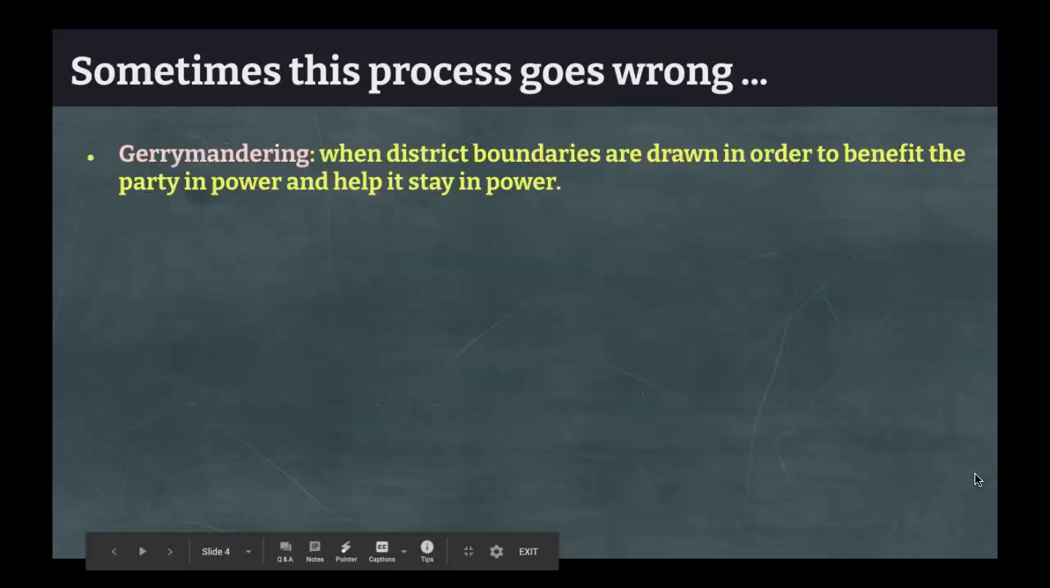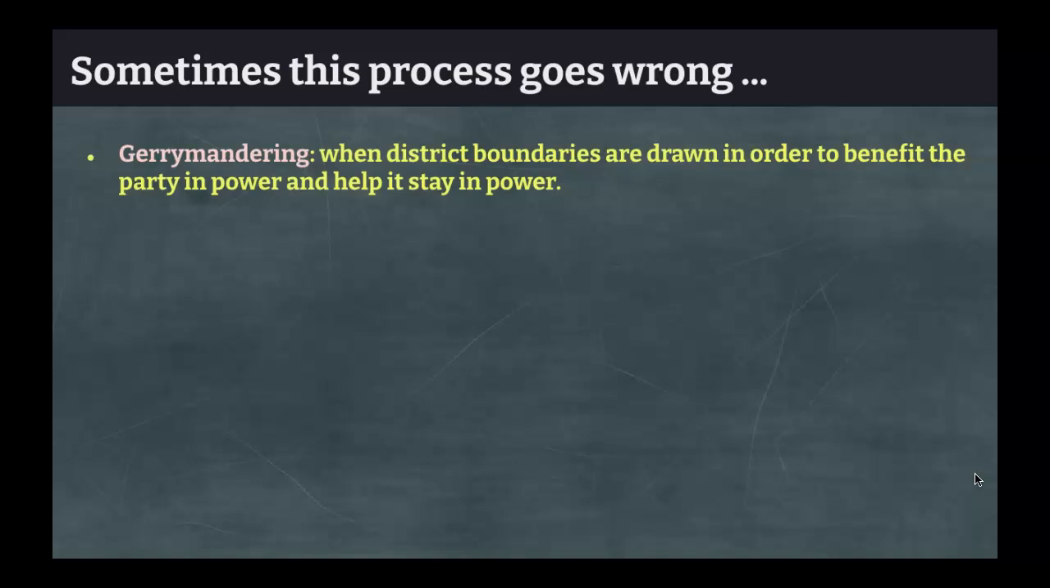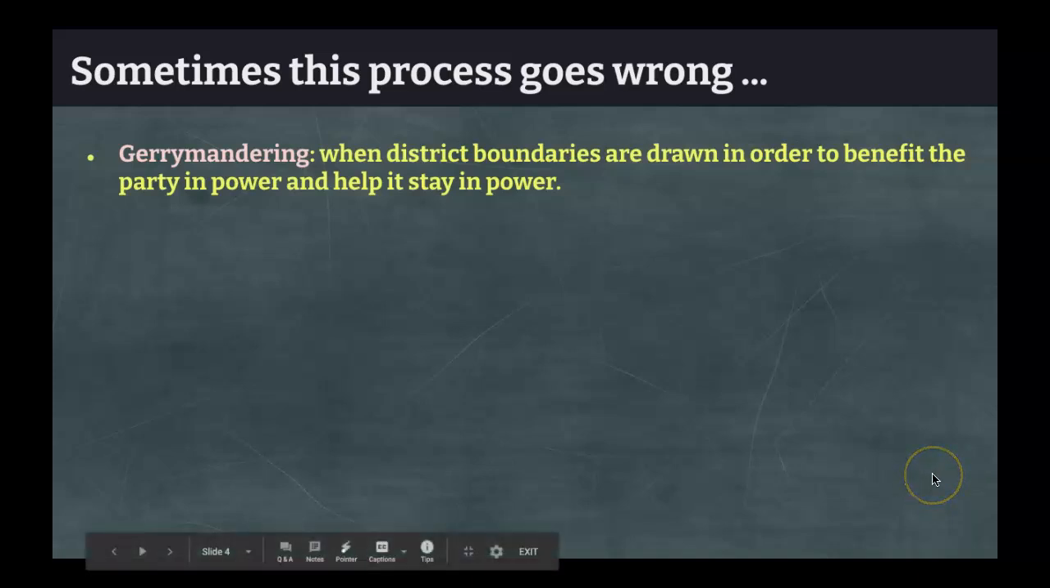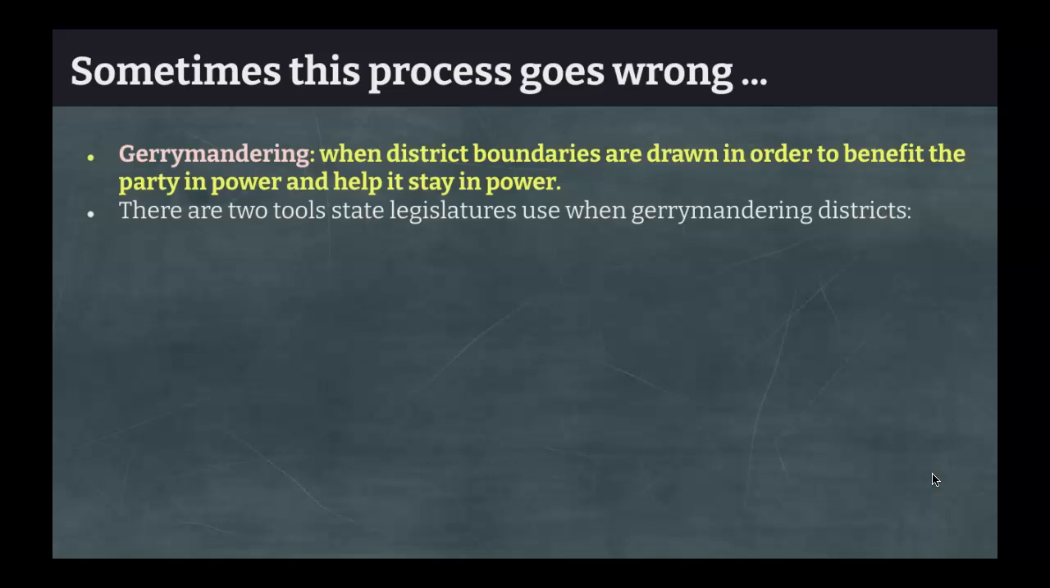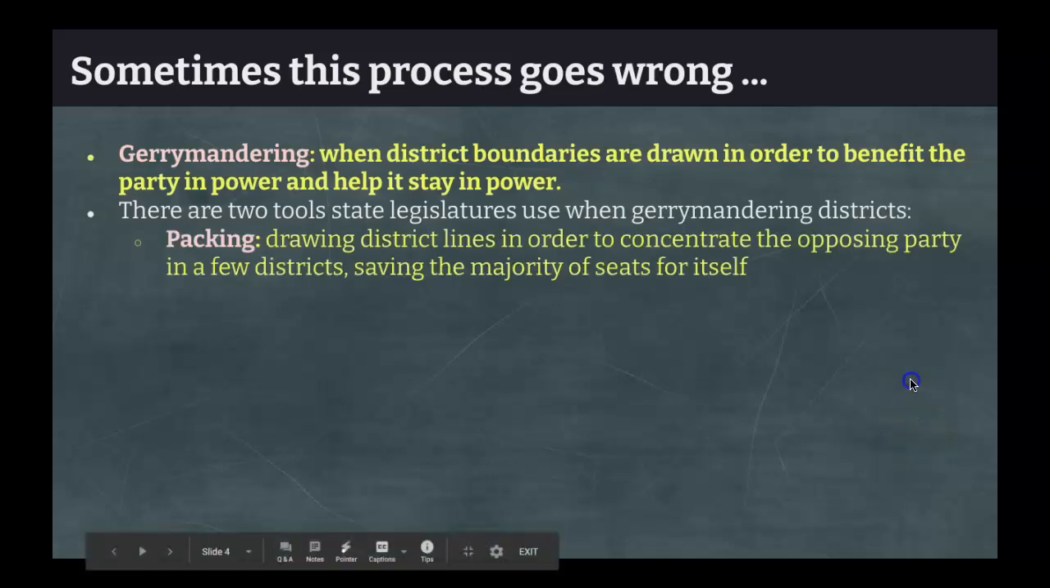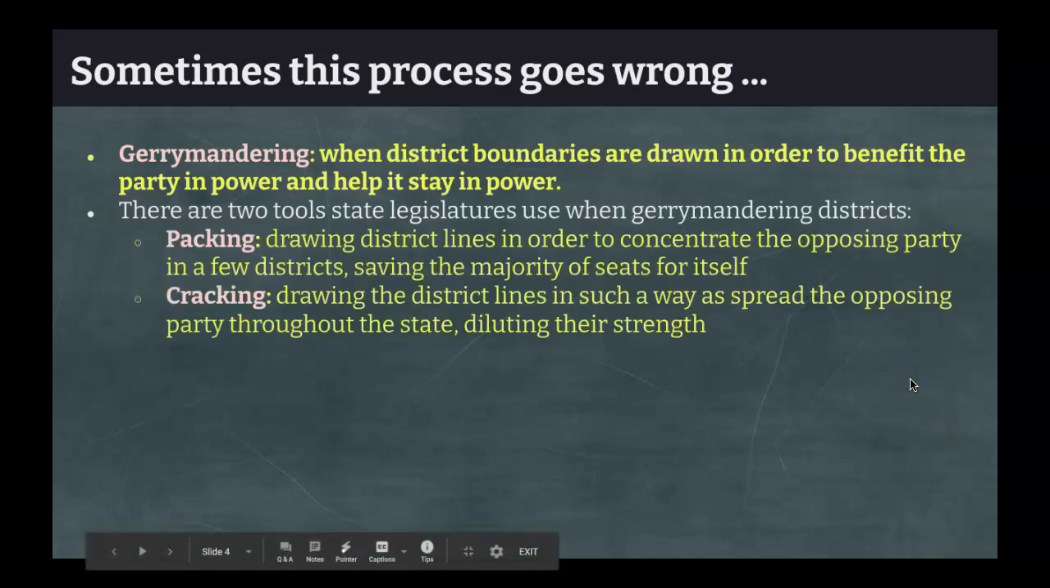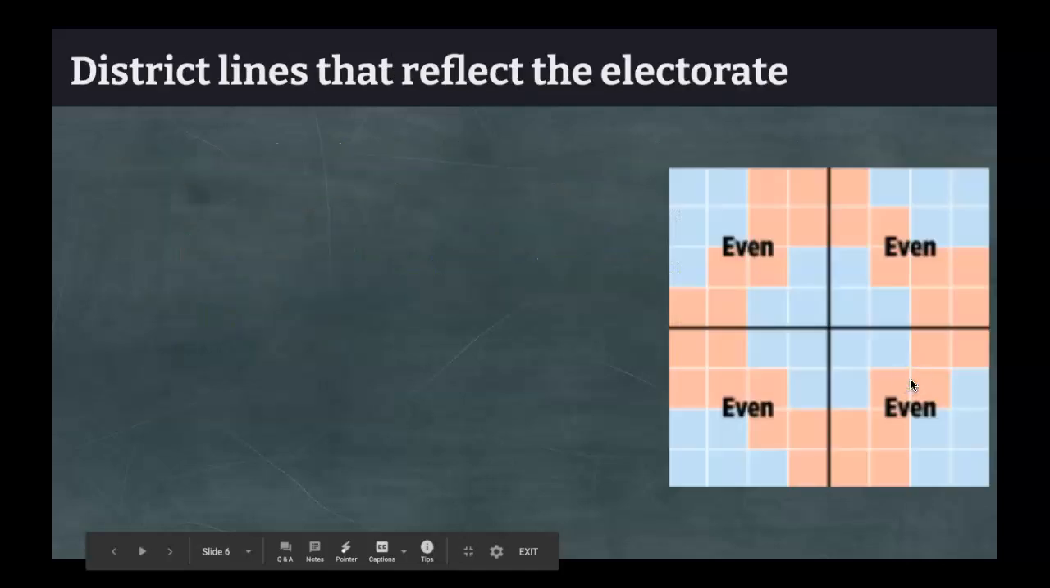Now, we come to the vocabulary word that we're going to be studying for the rest of the lesson, gerrymandering. Gerrymandering is when district boundaries, meaning voting districts, are drawn in order to benefit the party in power and to help it stay in power. That's the definition. And there are two tools state legislatures use in order to gerrymander districts. Packing and cracking, and we'll get into what those are in a minute.